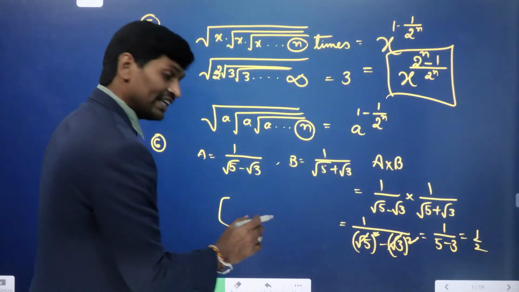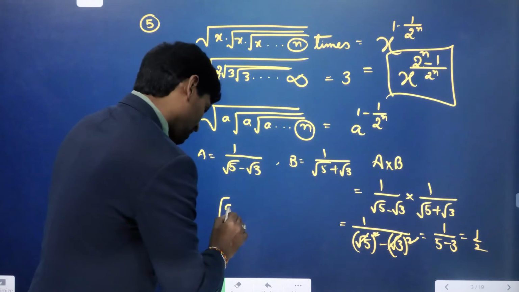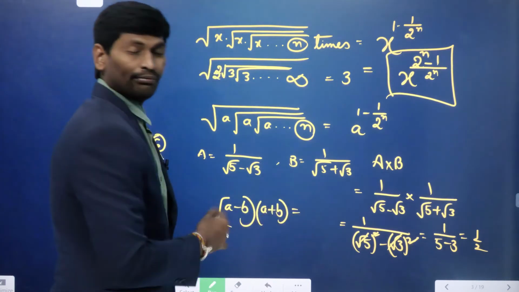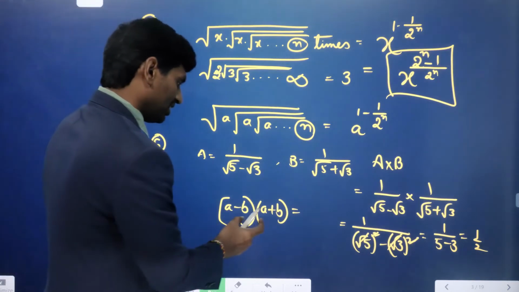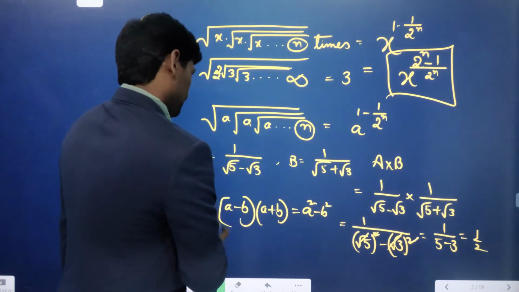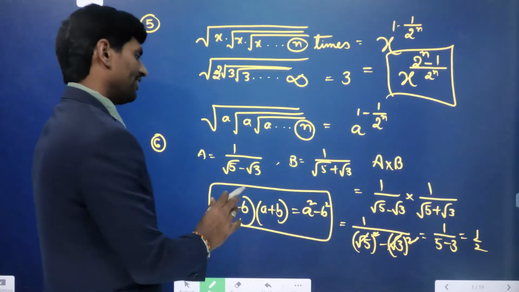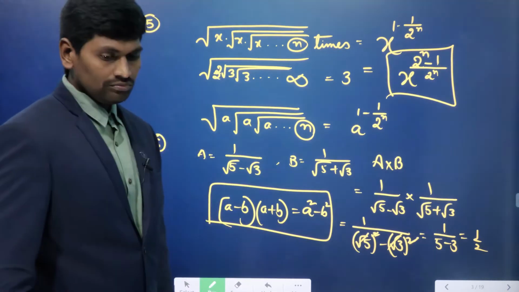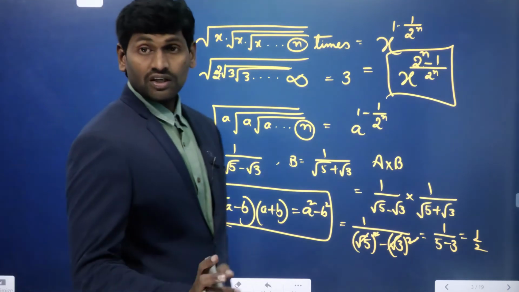So what is the identity we used here? A minus b into a plus b, or a plus b into a minus b, order doesn't matter. So the answer is a square minus b square. Here a value must be greater than b. Okay? Check. Now let us go to the next question.